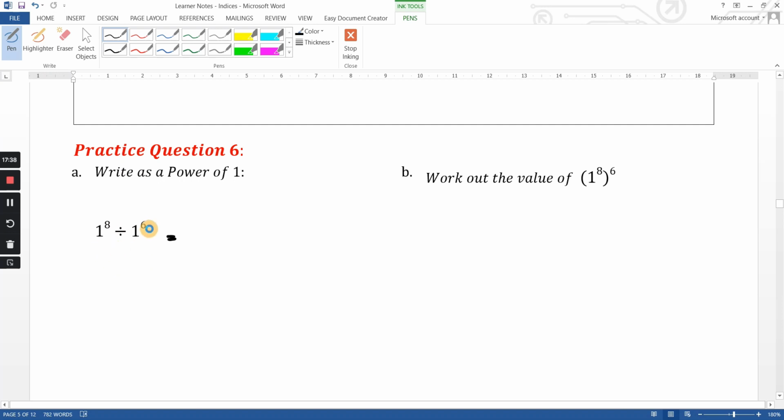So write as a power of 1. Let's do rule number 2, where you take away the powers, and that's going to be 1 squared. Yeah, and we have to leave it like this because they want it as a power of 1. Part B, work out the value of this. Well, again, 1 to the power anything is just going to be 1, isn't it? Yep.